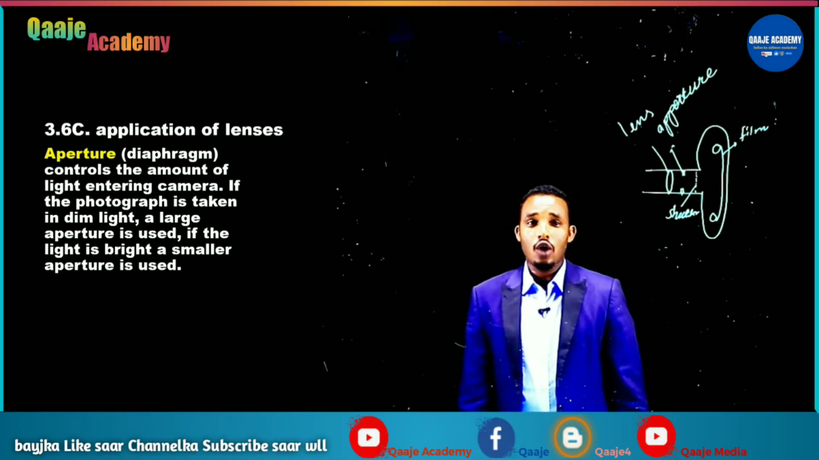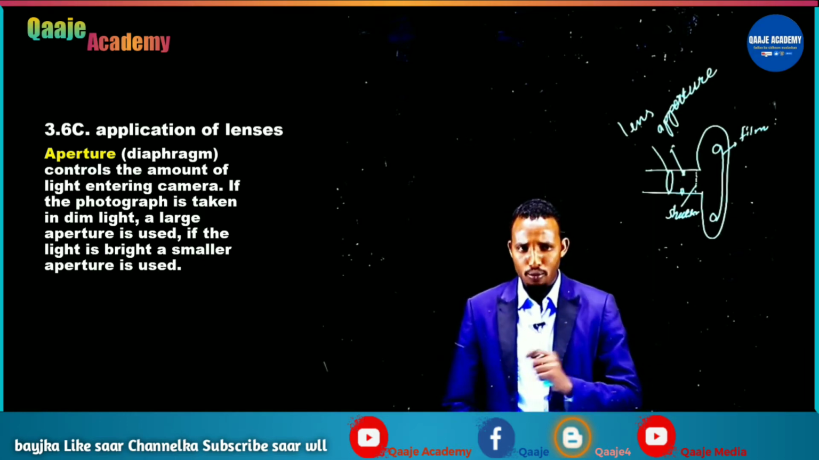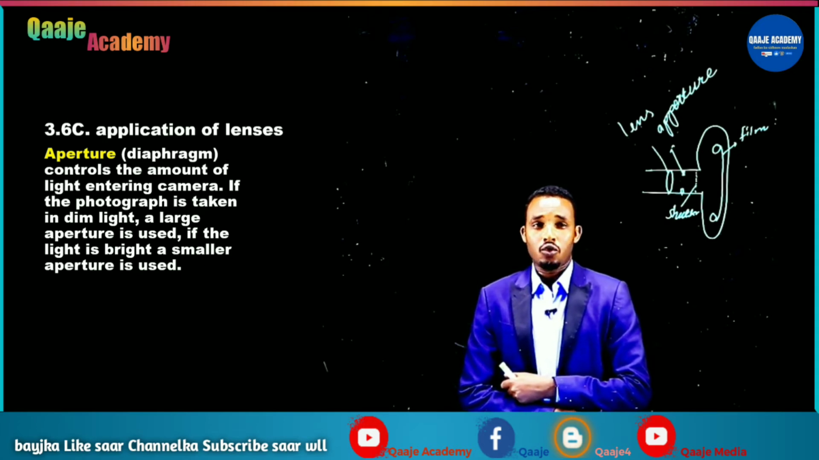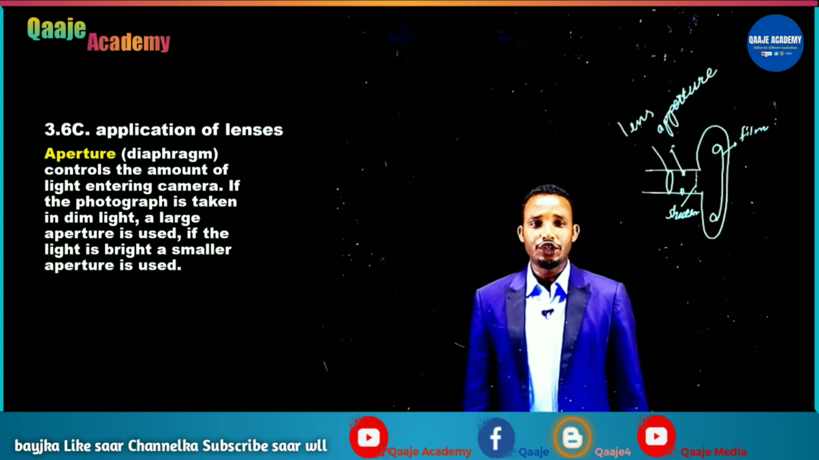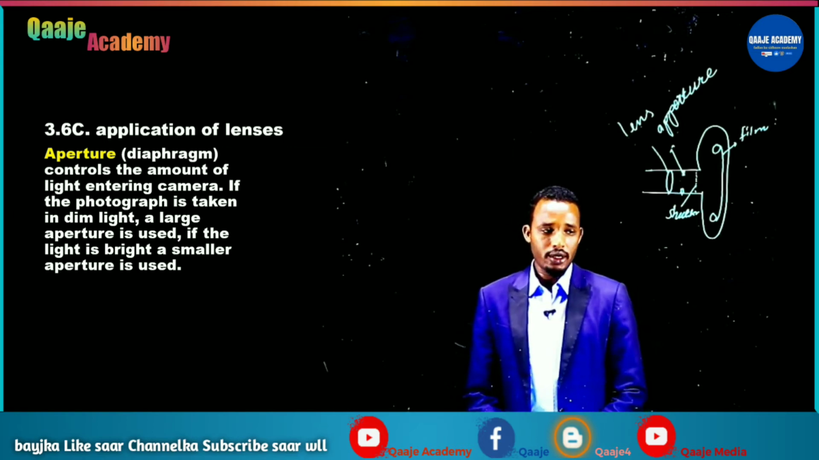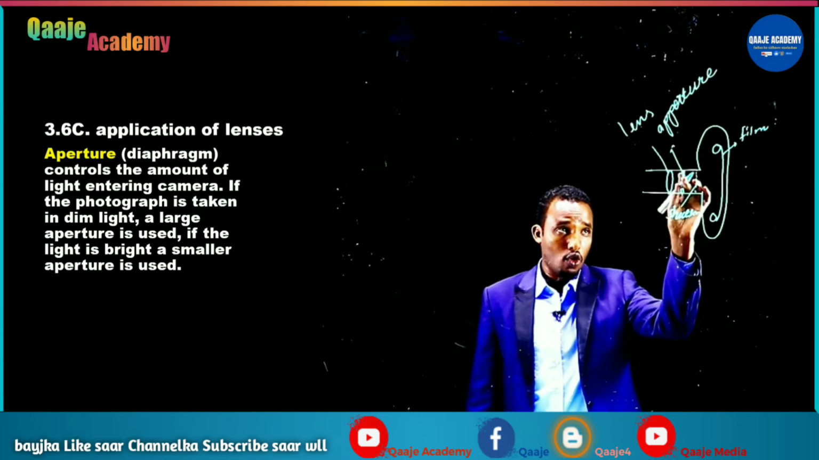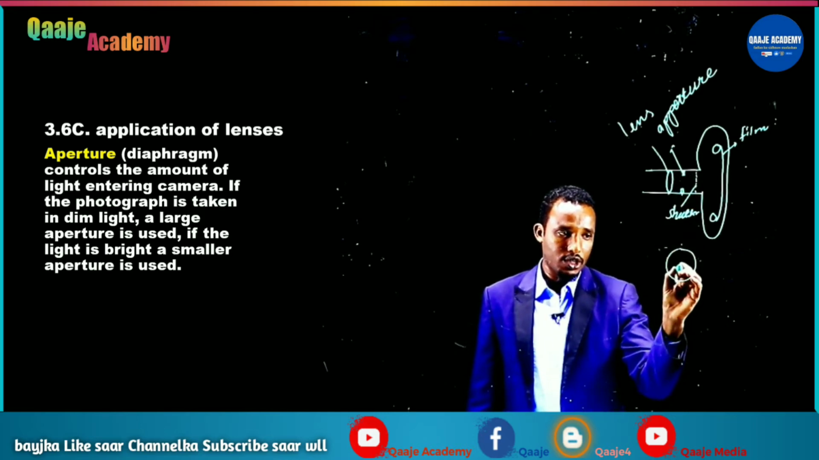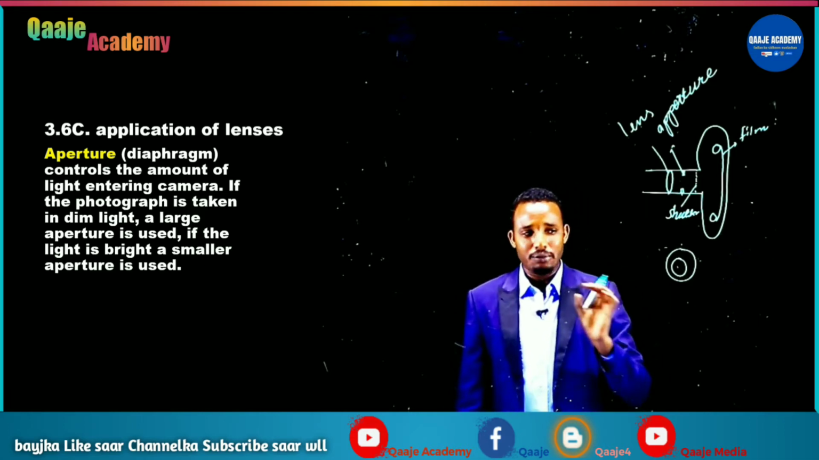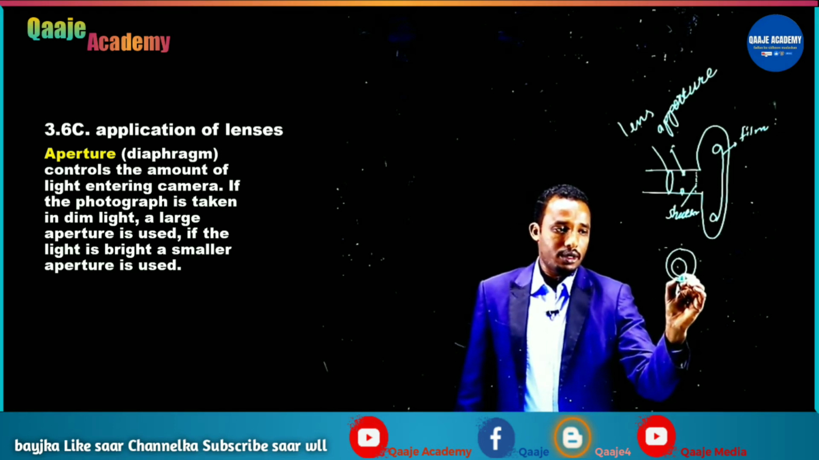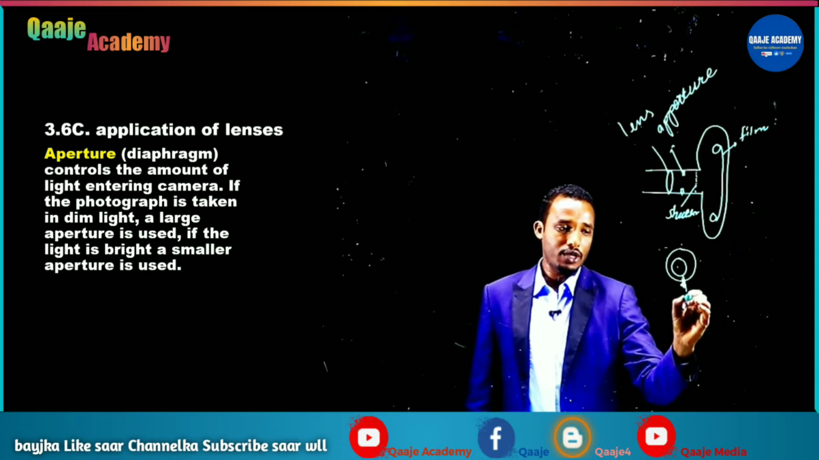aperture also aperture controls the amount of light entering the camera. aperture sidoo kale wuxuu maamulaa ilayska kamarada galayo. okay aperture sidoo kale maybe called diaphragm. if the photograph is taken in dim light a large aperture is used. marka meel mugdi la doonayo sawirka in laga qaado, aperture-ka daloolkiisa la weydiinayo. this is the aperture. so when photograph is taken in dim light the size of the aperture can be increased, wuu kordhayaa wuu weynaanayaa. aperture-ku waa weyn yahay.